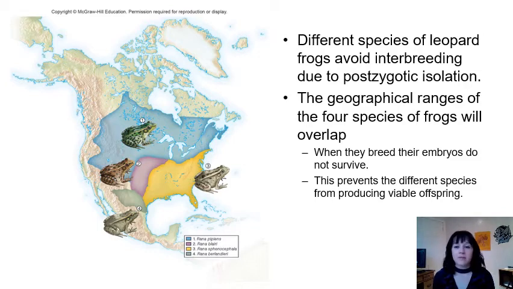Let's look at this example of the leopard frog. So in this picture of North America, we've got 4 different, closely related species of leopard frog, and they're found in different areas of North America. And there are regions where they do overlap. For example, species 1 and 2, that blue and the purple area, where that border is, the frogs will breed, they'll mate. However, their offspring do not survive.